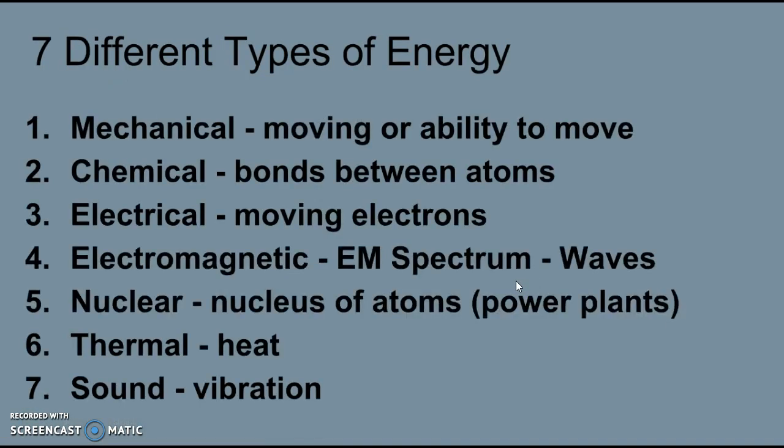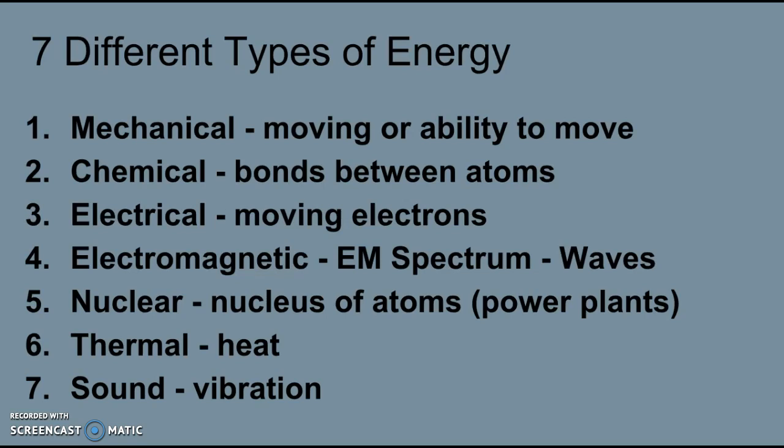The last thing to talk about is that there are different kinds of energy. Mechanical energy is energy of something that's moving or has an ability to move, kinetic and potential. There's also chemical energy, the bonds that hold atoms together. For example, water, H2O, is held together by chemical energy. Electrical energy, moving through an electrical cord, is electrons moving, and that's energy.